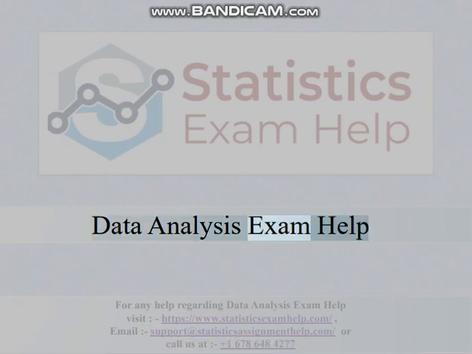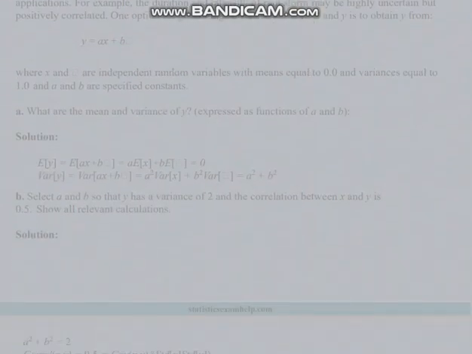Data Analysis Exam Help. Sometimes we may want to generate two correlated random variables for stochastic simulation applications. For example, the duration and intensity of a rainstorm may be highly uncertain but positively correlated.